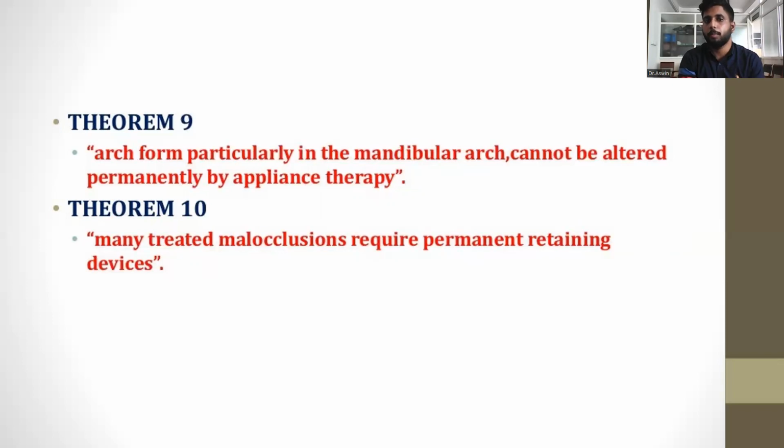Ninth theorem: arch form, particularly in the mandibular arch, cannot be altered permanently by appliance therapy. So arch form, particularly in the mandibular arch, we should not alter the arch length. Intercanine and intermolar width should not be permanently altered according to the ninth theorem.